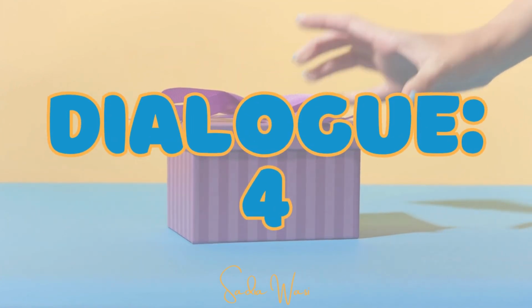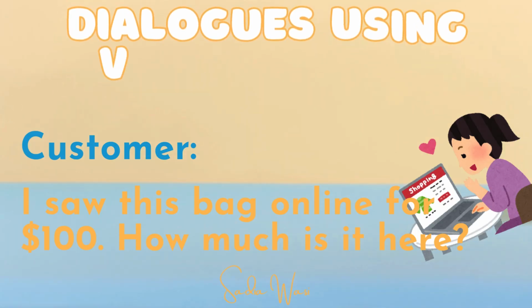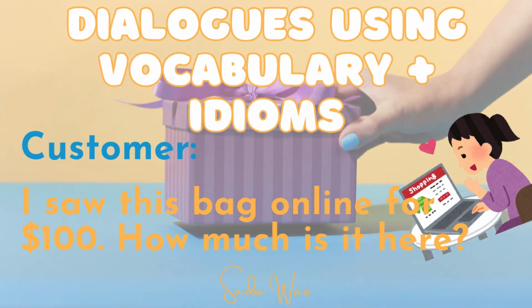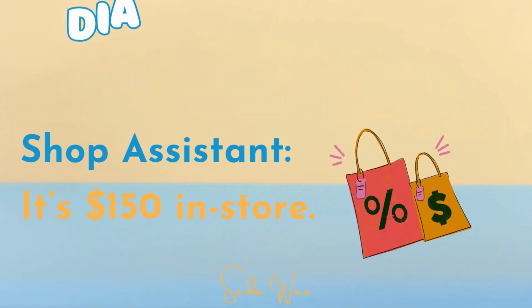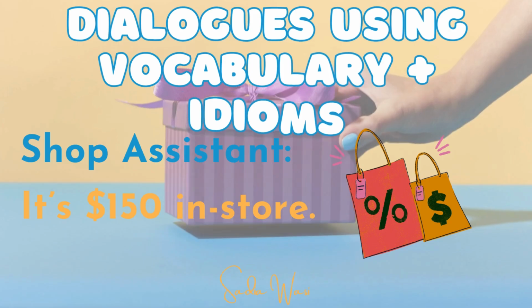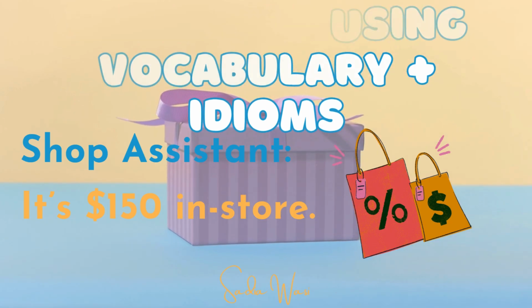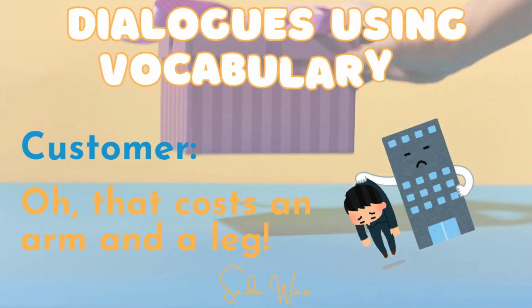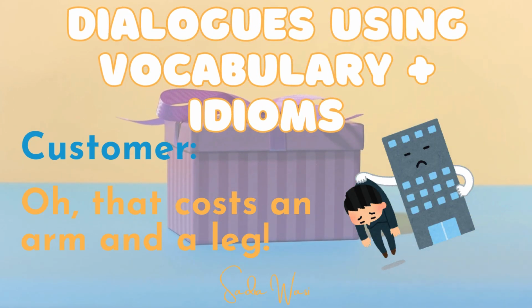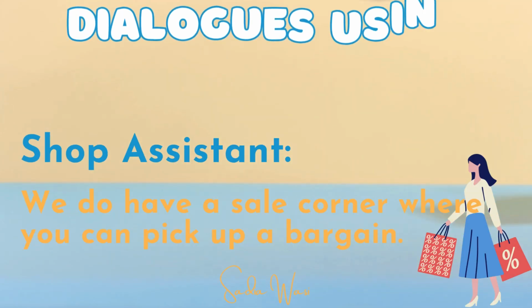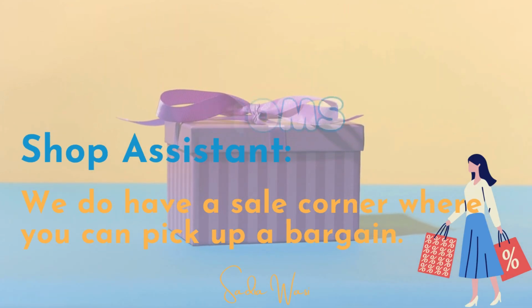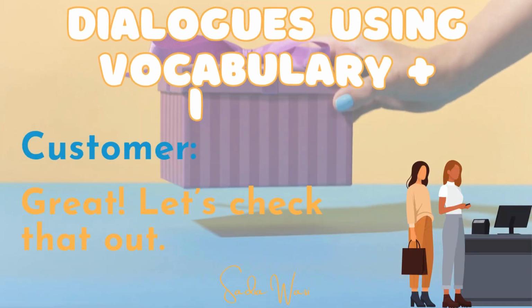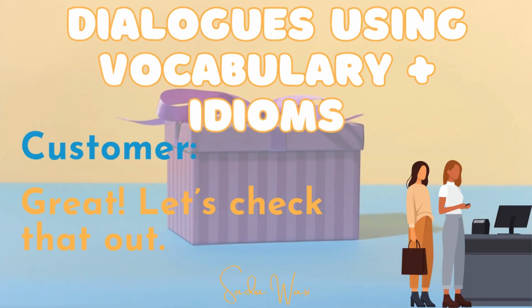Dialogue 4. Customer. I saw this bag online for $100. How much is it here? Shop assistant. It's $150 in store. Customer. Oh, that costs an arm and a leg. Shop assistant. We do have a sale corner where you can pick up a bargain. Customer. Great. Let's check that out.